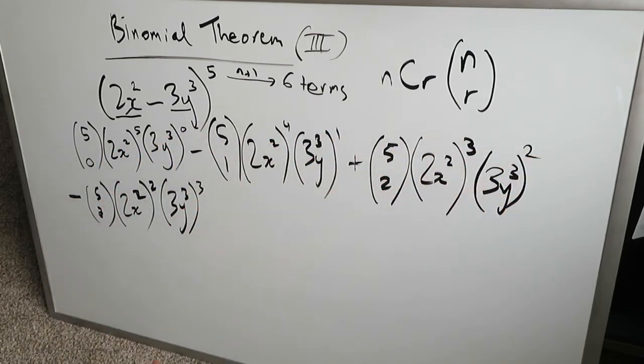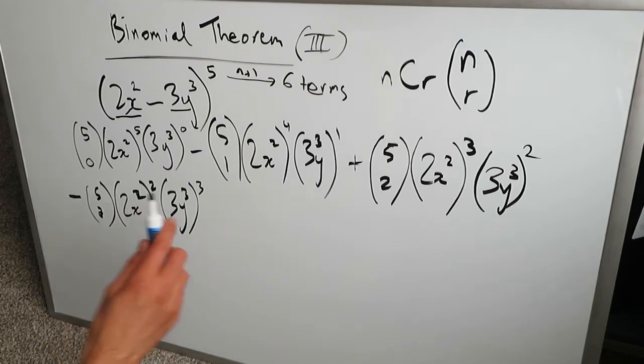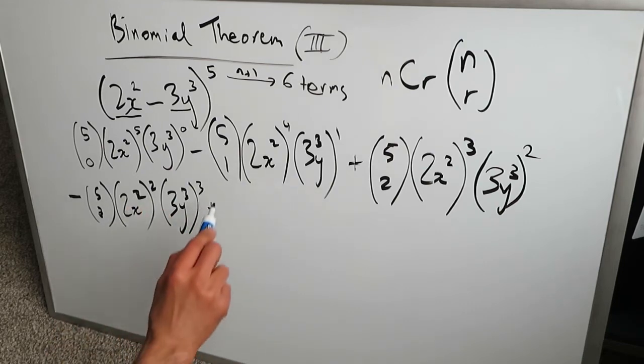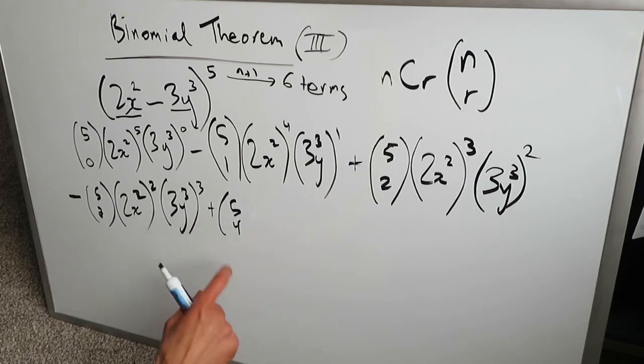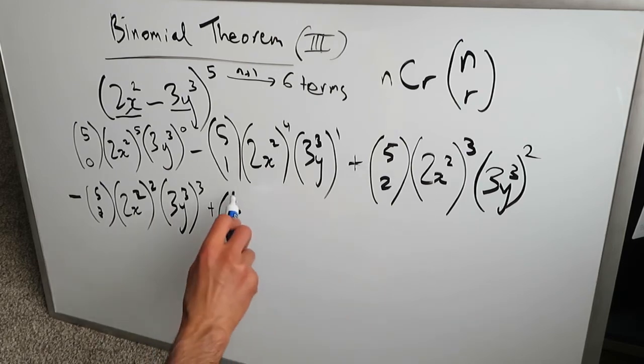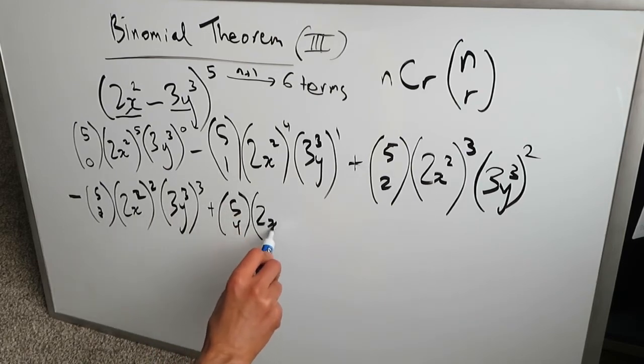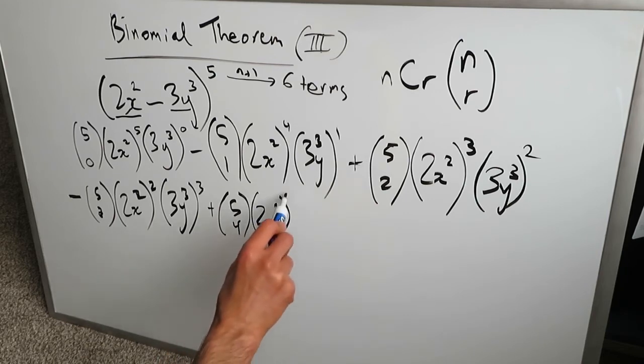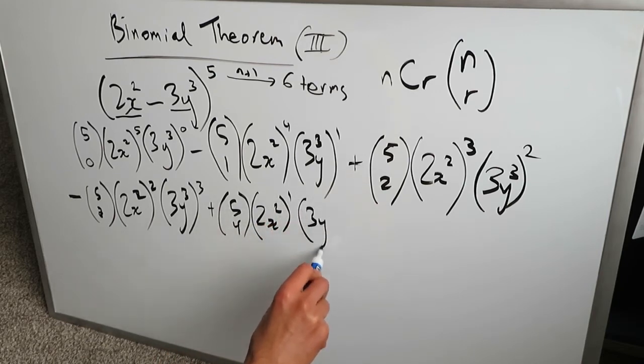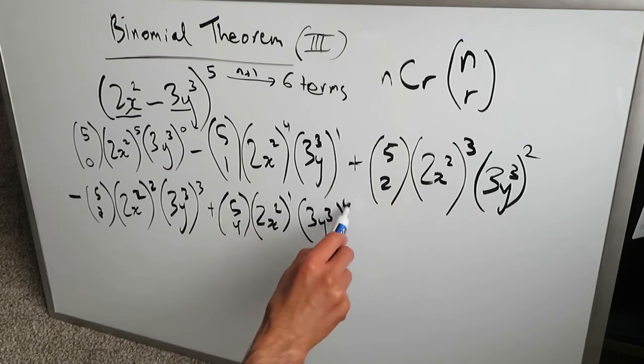But I'll show you that multiple effect I was showing you. When you open it up, you'll see that multiple effect. Next term, 5 and 4, and then 5 and 5, we're done. 2x squared to the power of n minus r. 5 minus 4 is a 1. And then 3y cubed to the power of r, which is just a 4.